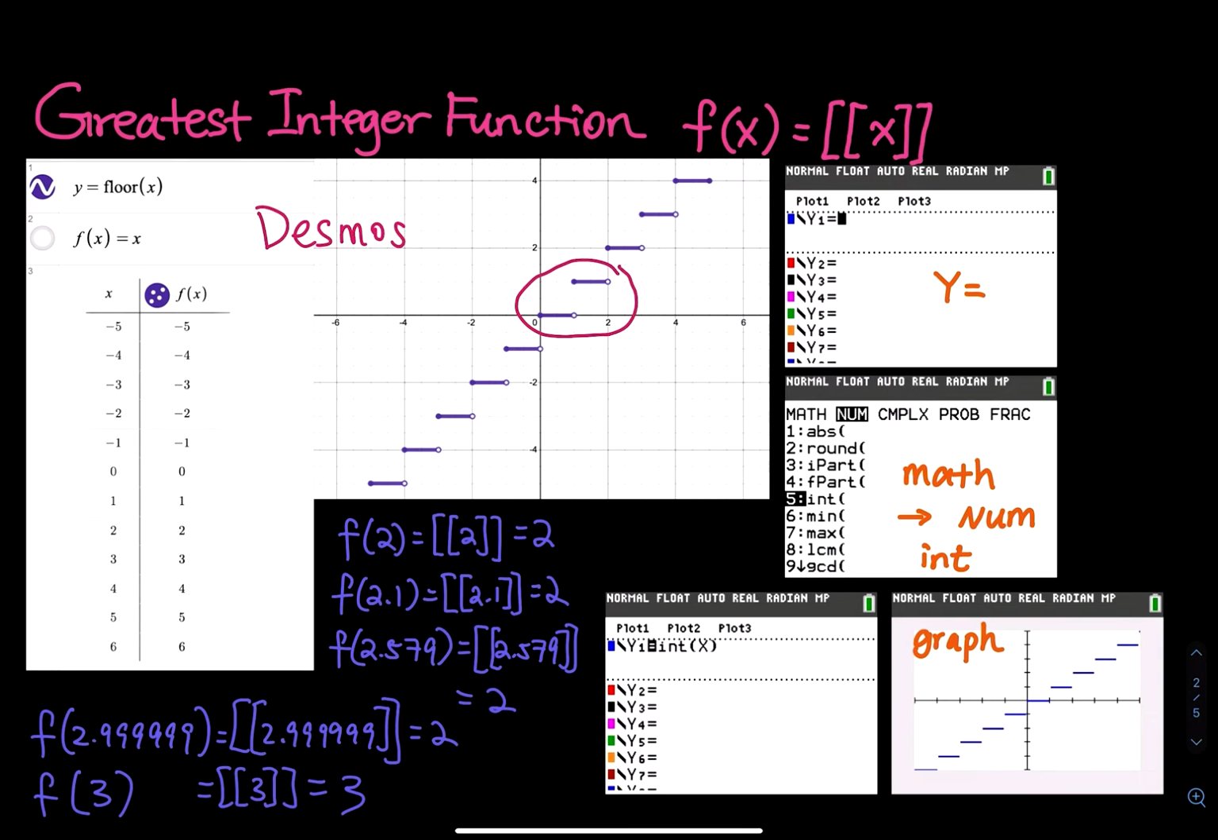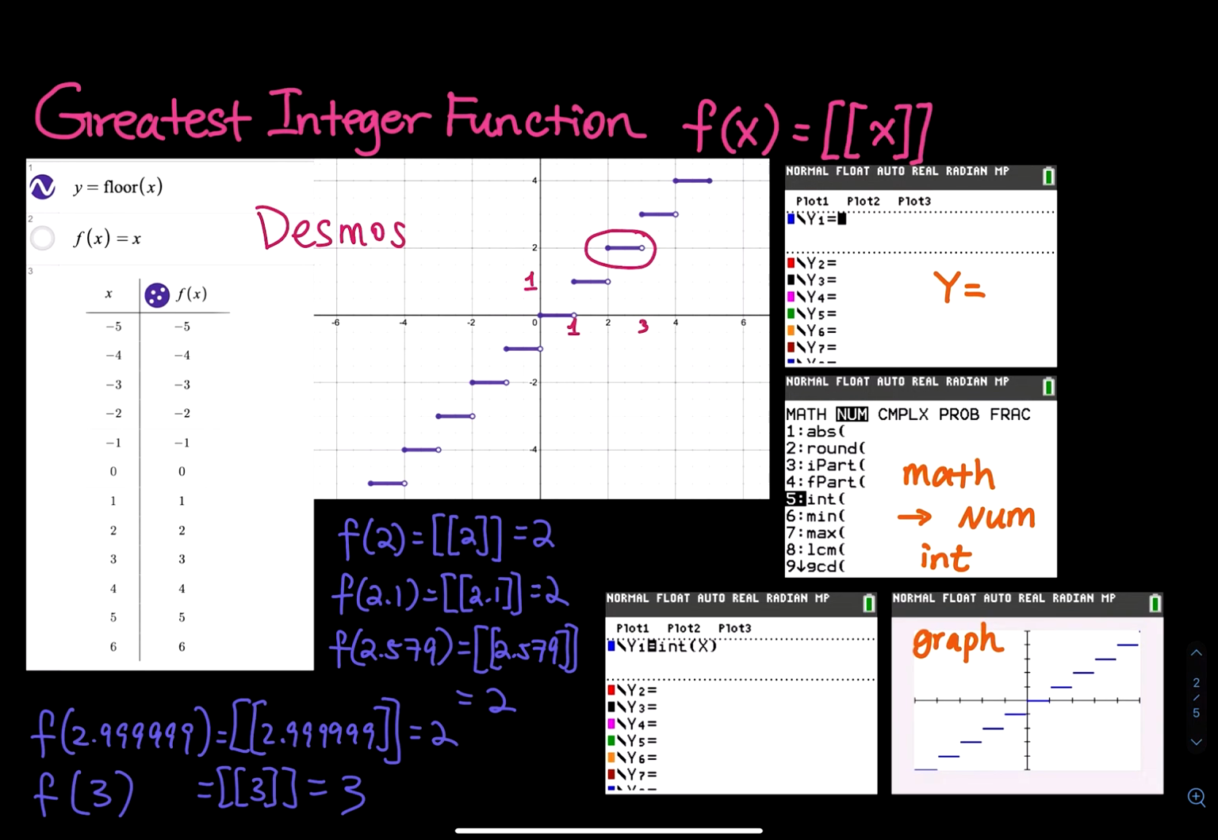So we have from 0, right? This is a 0, and then this is a 1. When x is between 0 and 1, including 0 but not including 1, y is equal to 0. When x is between 1 and 2, including 1, not including 2, y is just equal to 1. And then for this piece, when x is between 2 and 3, y is just equal to 2.